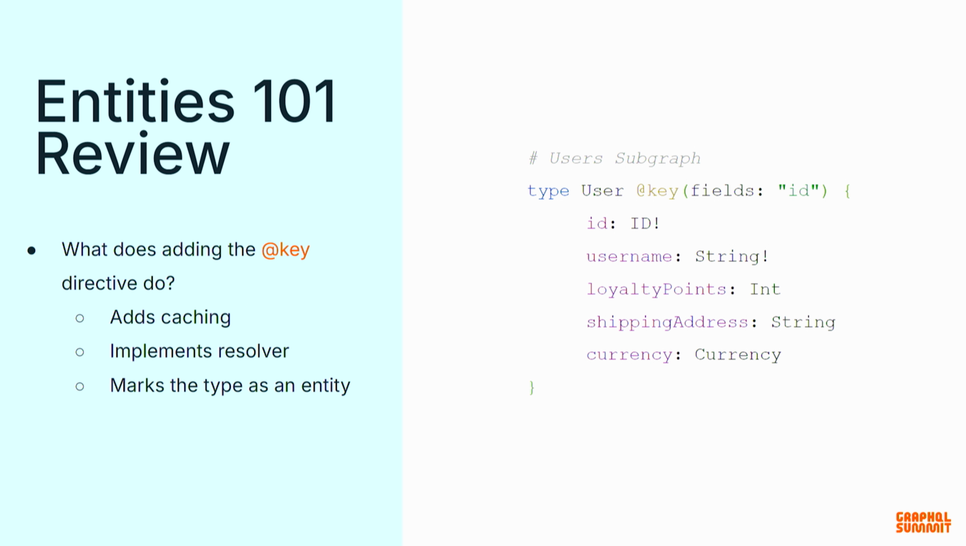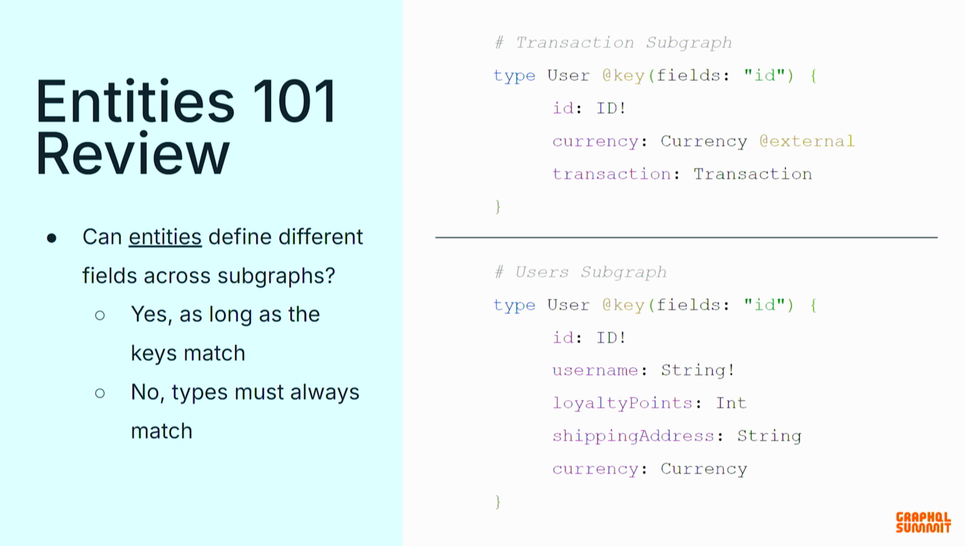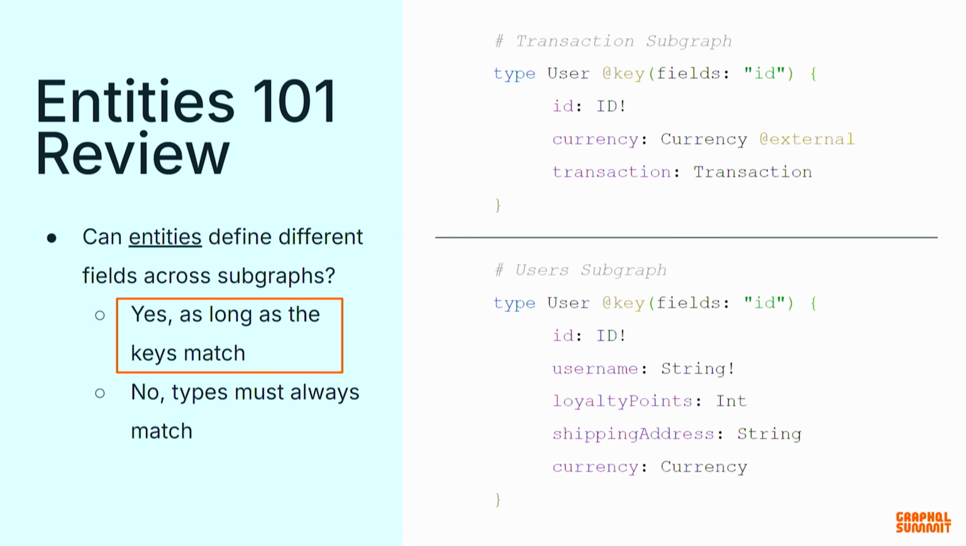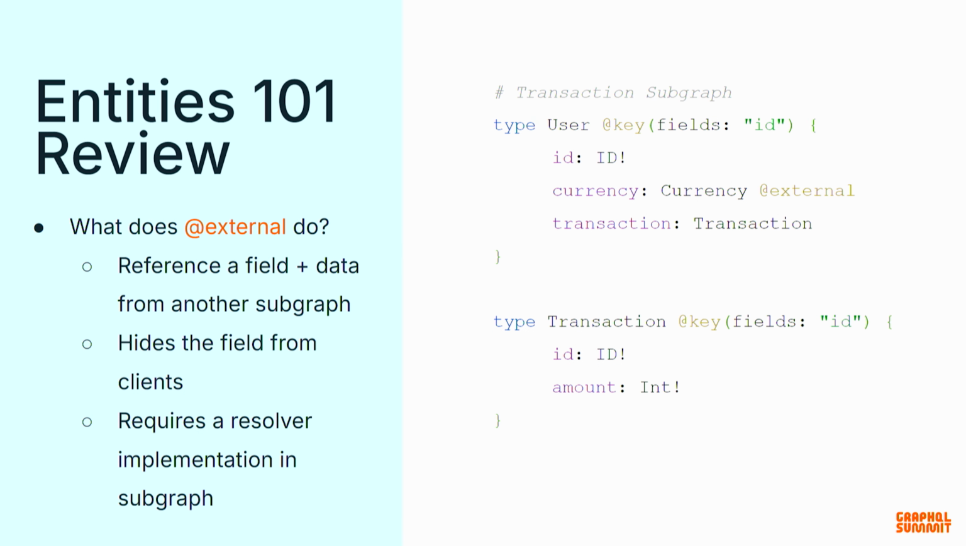Next one. What does adding the @key directive do? Adds cache, implements a resolver, or marks the type as an entity? Yes. We're all good. We know what we're doing here. And then, can entities define fields across subgraphs? Yes or no? Yes. We're good, 100% so far. Last one. What does the @external directive do? This one's a little more advanced. Does it reference a field in data from another subgraph, hide the field from clients, or require a resolver to be implemented in the subgraph? Reference. Yes, great. So we're all good. Entities 101. Let's move on because we're going to move past that stuff.